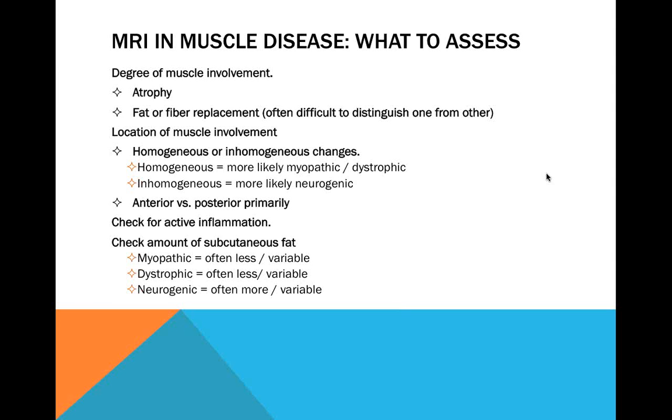You want to check for active inflammation as well and see if there's an active destructive process going on. And you also want to look at the subcutaneous fat. Oftentimes, although this is not a hard and fast rule, but this is something that we speak about among each other, myopathic and dystrophic patients tend to have less subcutaneous fat or variable subcutaneous fat, whereas neurogenic patients tend to have more subcutaneous fat and less muscle mass.